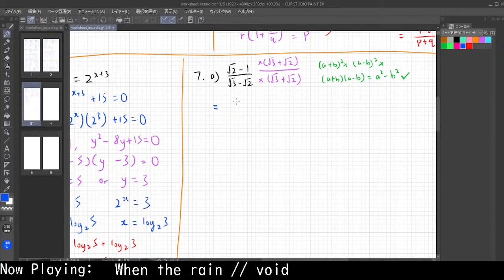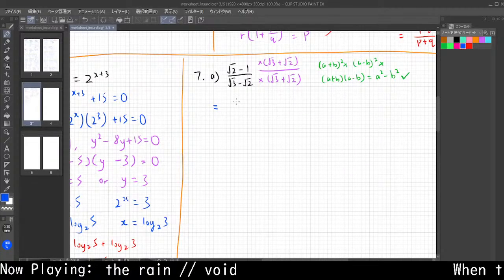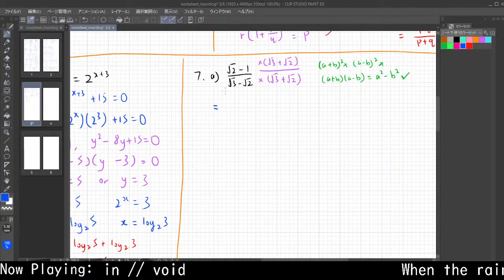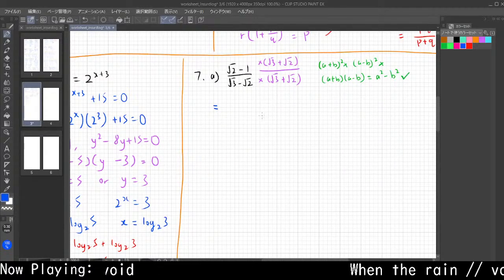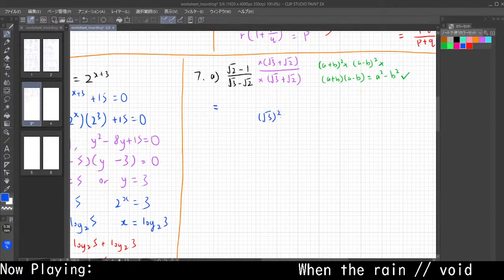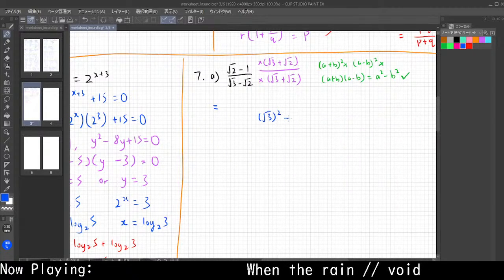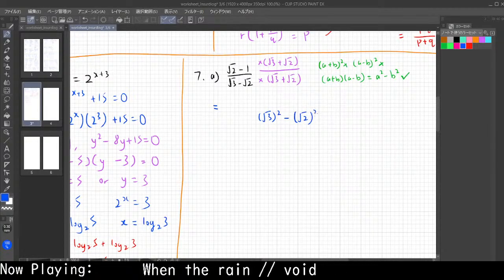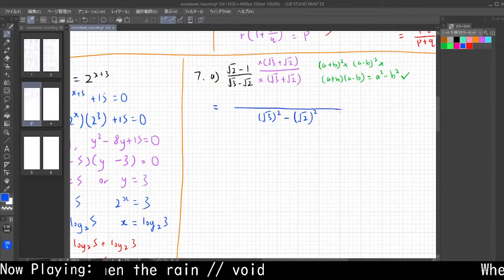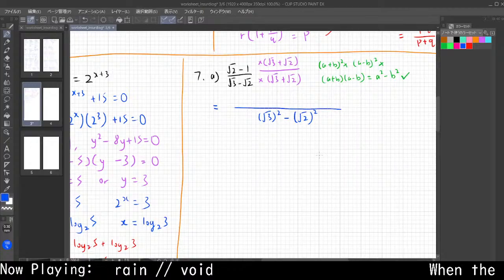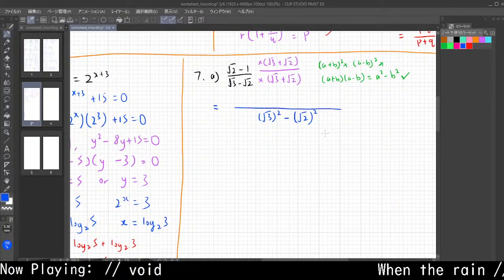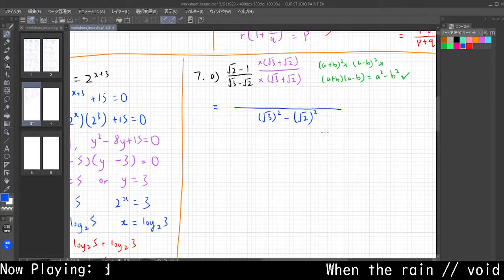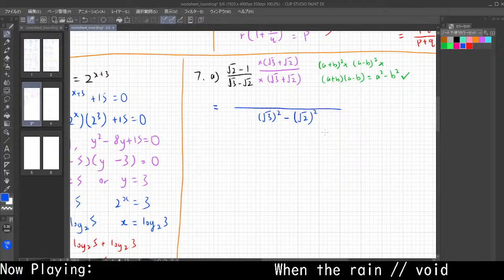So if you know this already, you can just skip the steps, right? So your bottom will just be a squared minus b squared. So your first term is square root of 3, so this will get a square. Your middle term is minus, and then your other term will also get a square, so square root of 2 squared. This thing you want to divide, this thing is at the bottom. For the top, it is basically both of your expressions added together, multiplied together.